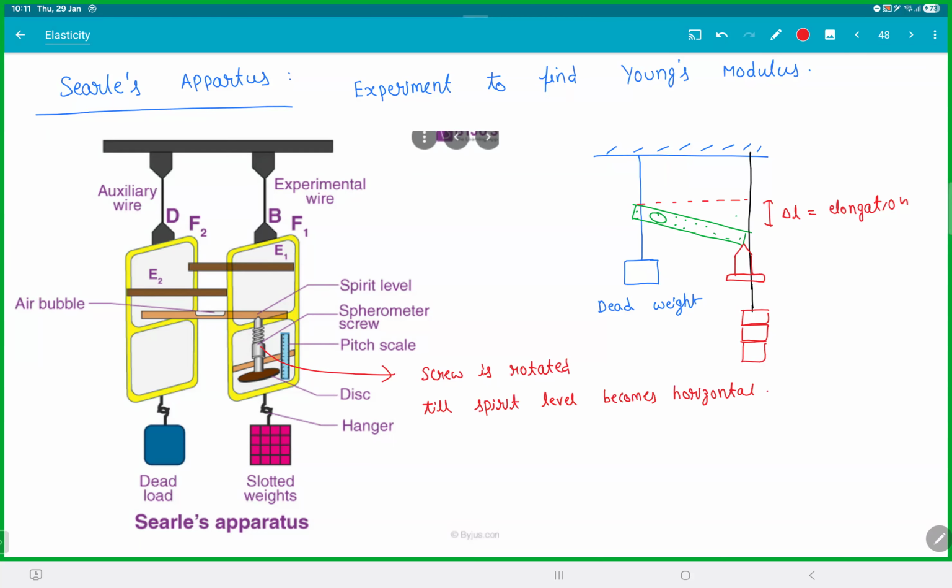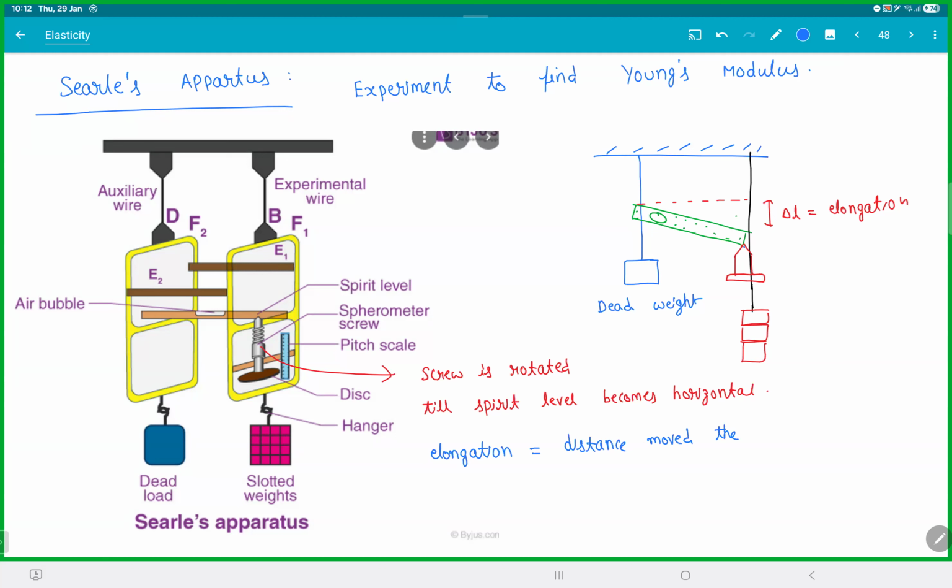So can I make this argument? The elongation in the wire is the distance moved by the screw. Do you agree with that statement? Whatever distance the screw pushes it up, and when it becomes flat, isn't that the elongation in the wire? If the wire has come down by 2 millimeters, you have to rotate the screw by 2 millimeters in order to push it back to the horizontal level. This is how you find the elongation in the wire. So elongation in the wire is nothing but the distance moved by the screw. You can get that done using a screw gauge. We'll see that later on.